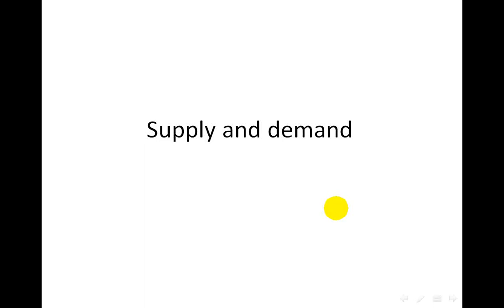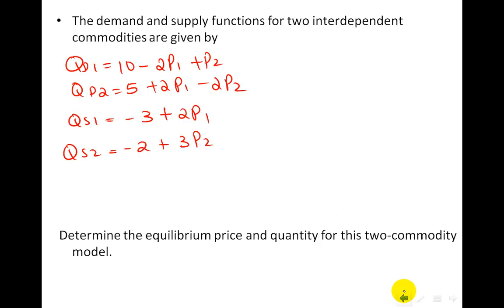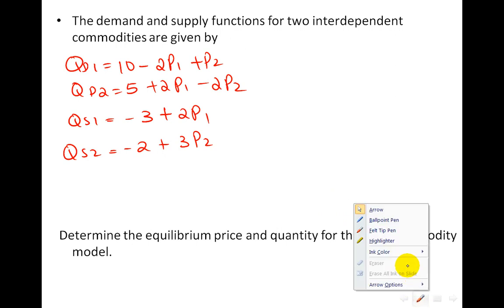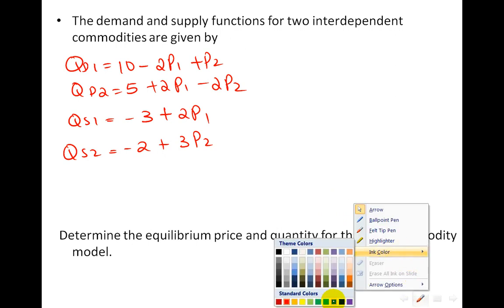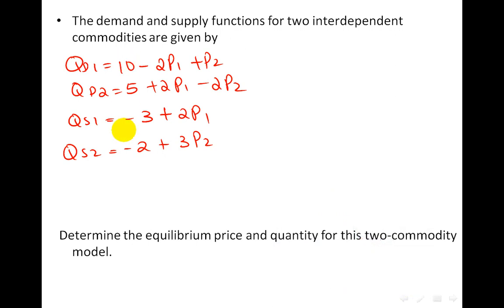Okay, hello there. This is another video talking about supply and demand. So here you have a question saying that the demand and supply functions for two independent commodities are given by these four functions.